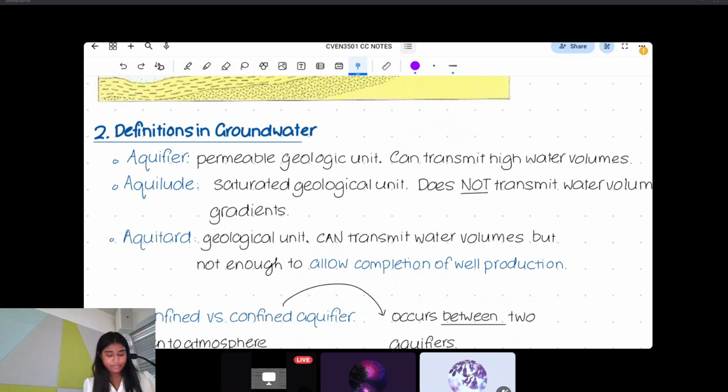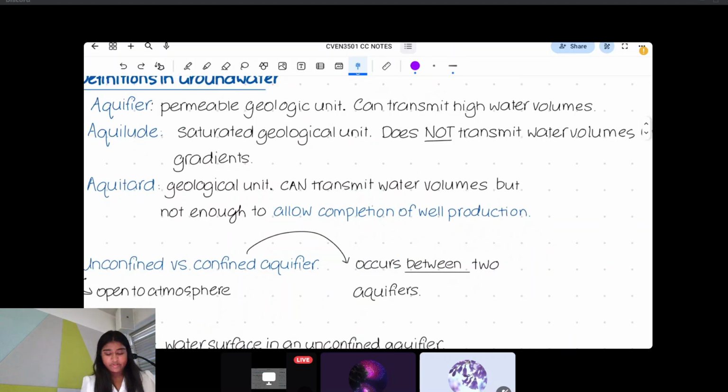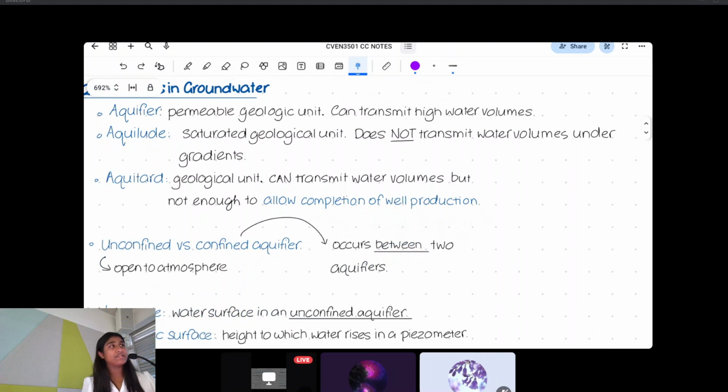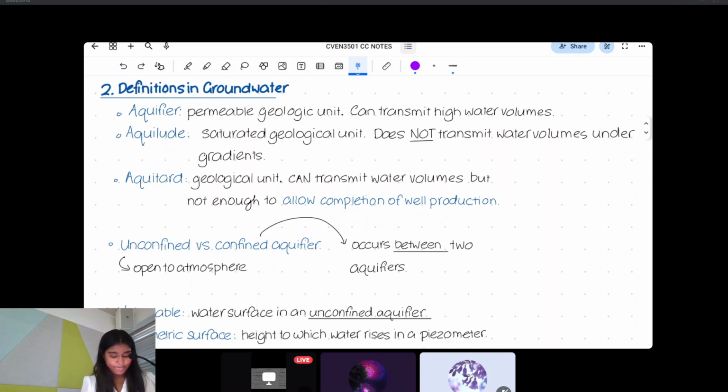The aquitard is another geological unit. It can transmit water volumes, but not enough to allow the completion of well production, which I won't go into that much detail in this crash course, but you definitely will hear about it in the course content, so keep an ear out for that.